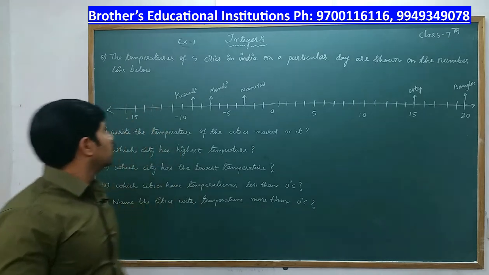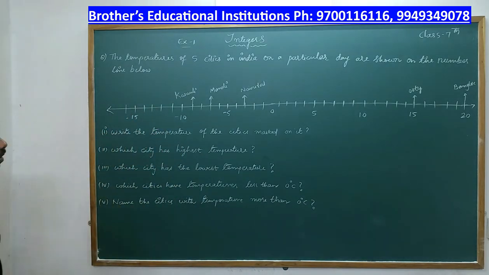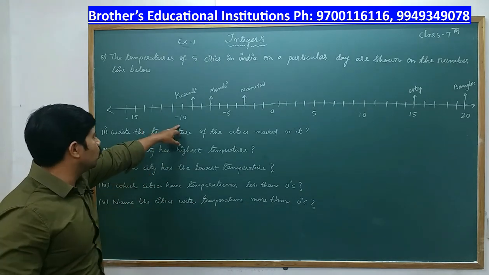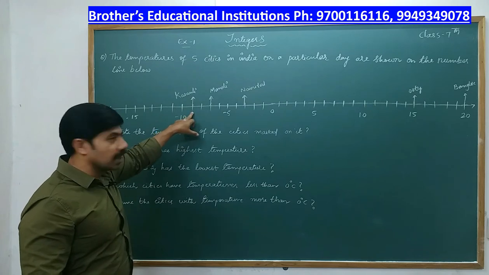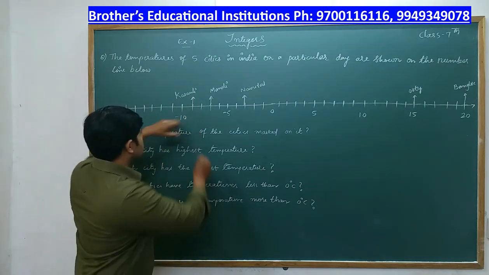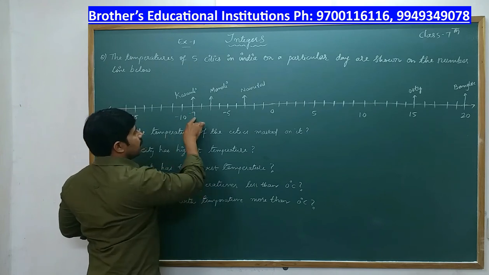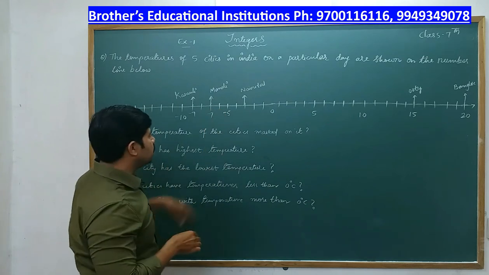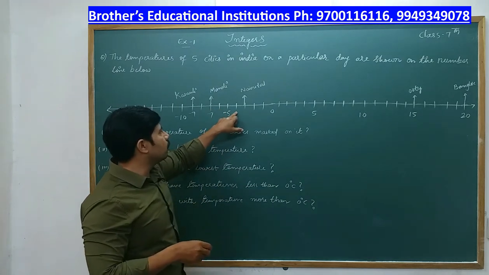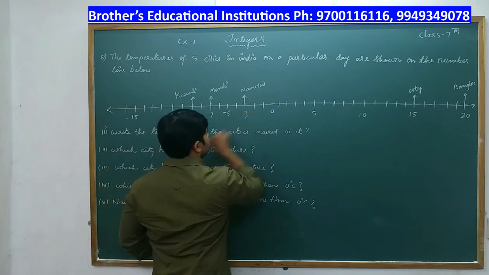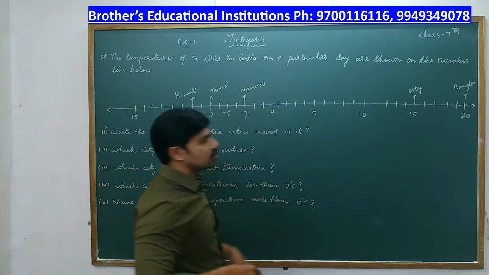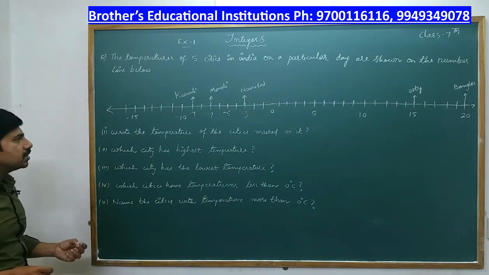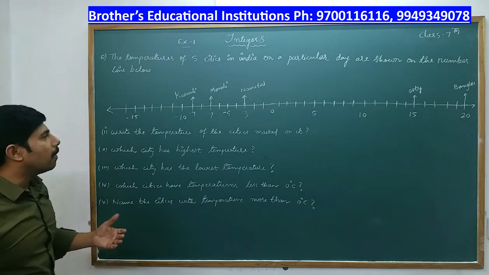Next problem. The temperatures of 5 cities in India on a particular day are shown on a number line. So this is a number line. The temperatures are shown. Kasauli is minus 9, right? And Manali is, see, minus 9, minus 8, this is minus 7. Nainital, if it is minus 5, it is minus 4, minus 3. Nainital. Then Ooty is 15, Bangalore is 20. It's very clear. So now write the temperatures of the cities marked on it.